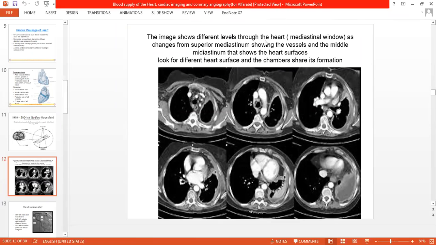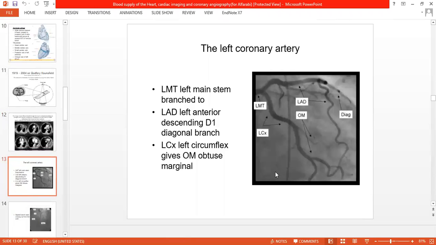Okay, so the image shows different levels through the heart. This is called the mediastinal shadow or window, changing from the superior mediastinum showing the vessels to the middle mediastinum that shows the heart surface. So these are the upper levels and these are the lower levels where we can see the vessels here. Then we can see the actual heart here. If you study these X-rays, then you can understand where exactly the walls or any damage to the vessels and the heart itself, everything can be detected. But it is still difficult unless you are trained to do so.